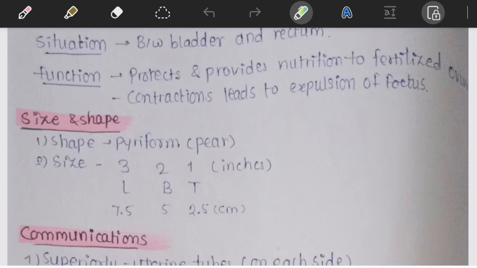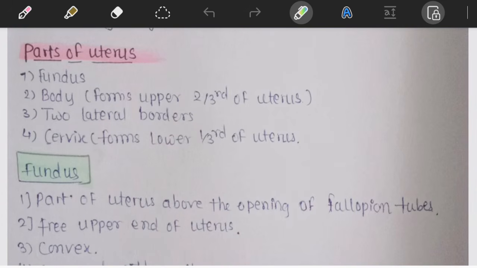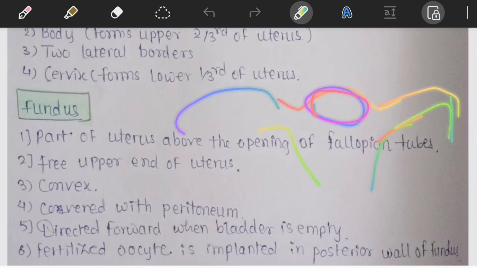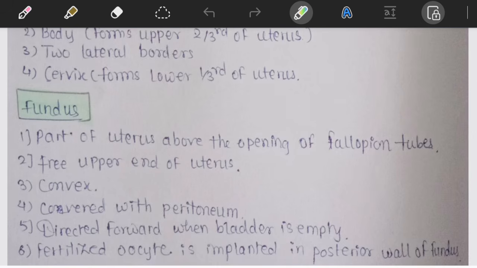And that takes us to the parts of the uterus. Anatomically we divide the uterus into fundus, body, and cervix. And we also describe its two lateral borders. Let's understand each one. The fundus is the part of the uterus lying above the openings of the uterine tubes, and think of it as the rounded roof of the uterus. Here is the fundus. Here is the fallopian tube. It is free, superiorly convex, and covered by peritoneum.